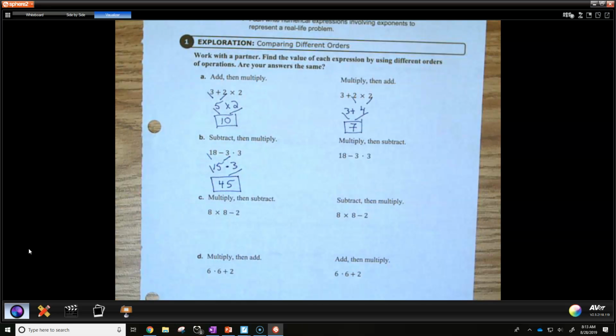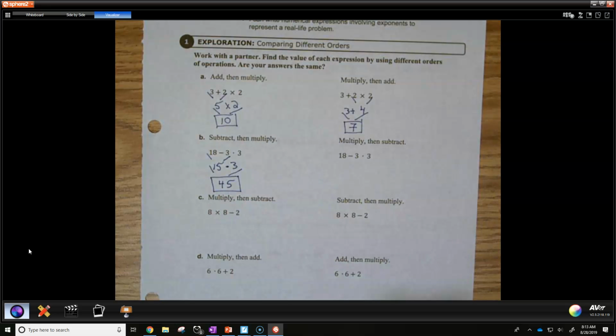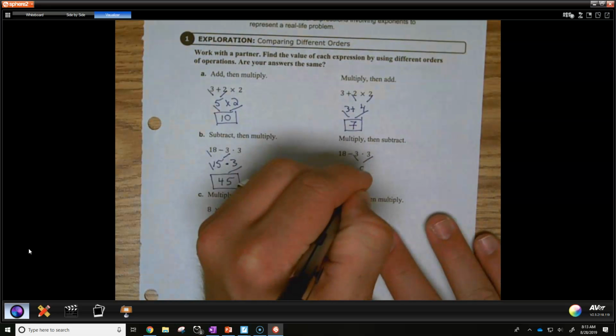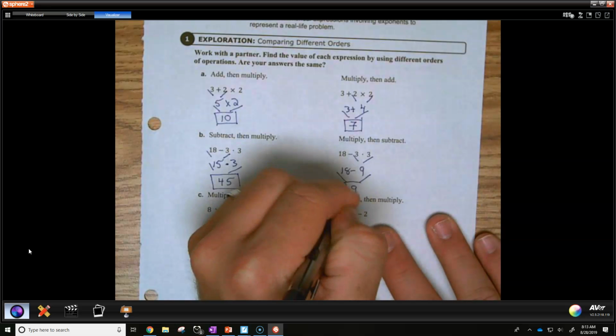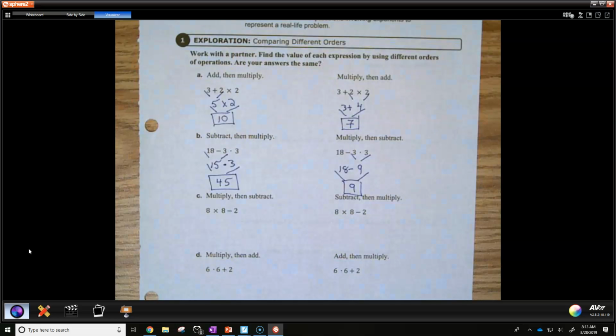If we did the exact same problem, but we multiplied first, you would have done 3 times 3 is 9, and 18 minus 9 is 9. Okay, we can stop there on this exploration, because it should give us a picture.